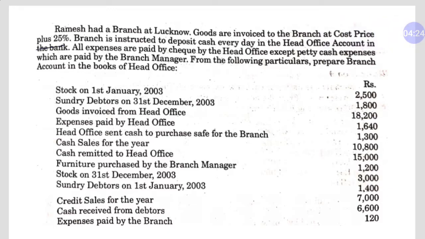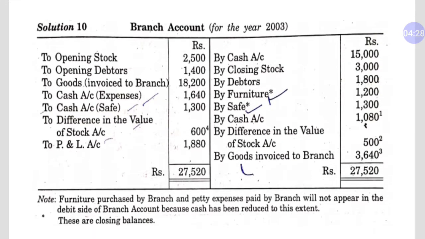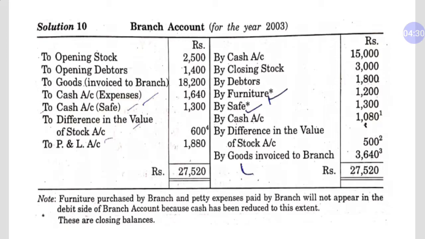Now we should start to solve this question. In the next slide you can find the solution of this question. So the opening stock, as we discussed earlier, is 2,500, it is given in the question. Opening debtors 1,400, it is already given in the question. Goods invoiced to branch, this is the figure 18,200.